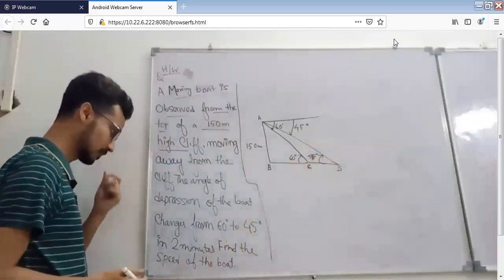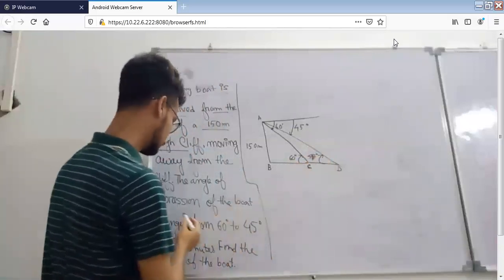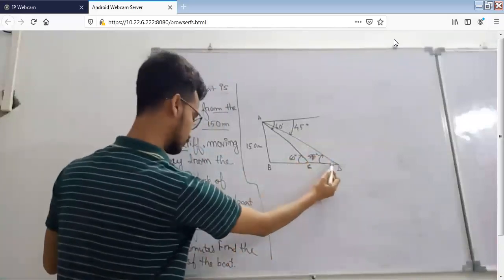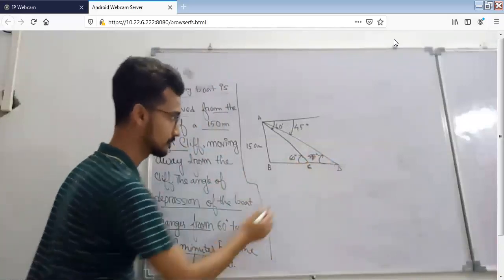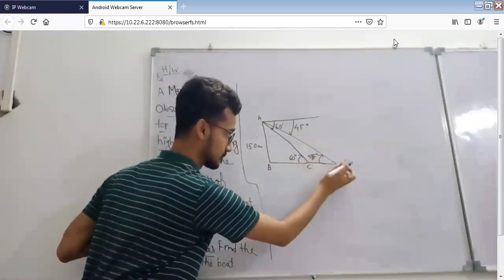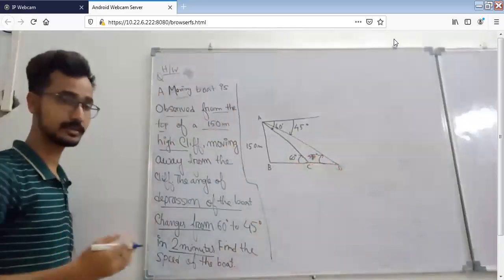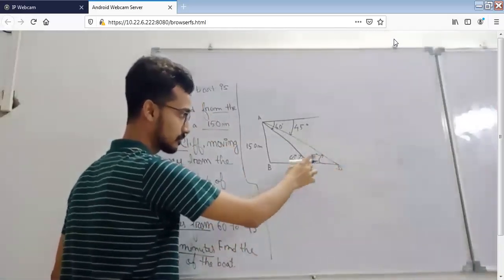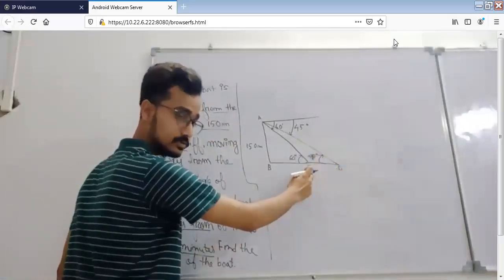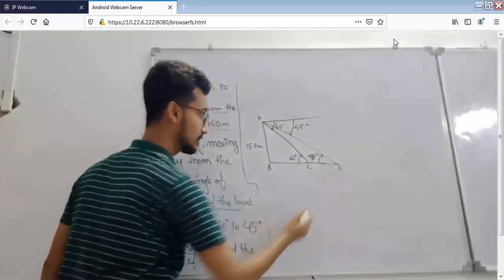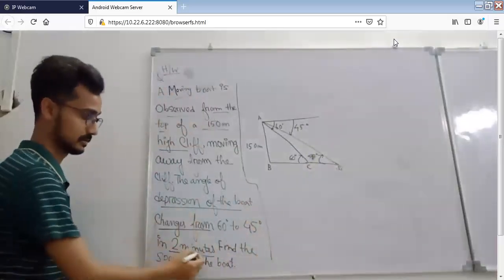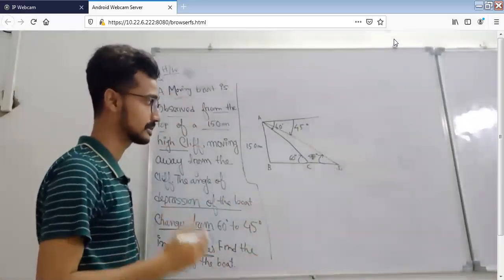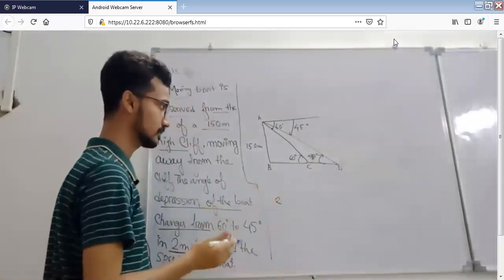Yes or no? Now see, the angle of depression of the boat changes from 60 degree to 45 degree in 2 minutes. That means the boat will take 2 minutes to cover the distance CD. That means the time required for the boat to move from point C to point D is 2 minutes. It is given. You have to find the speed.